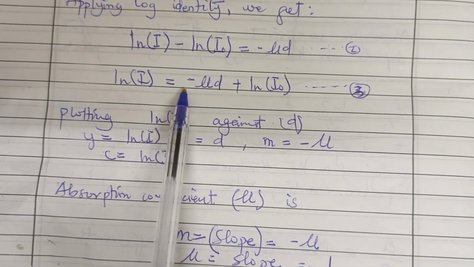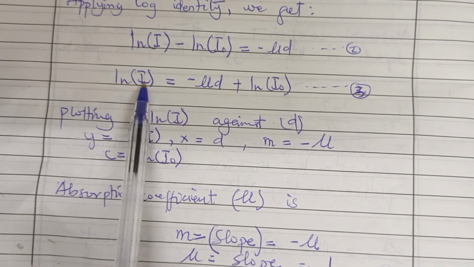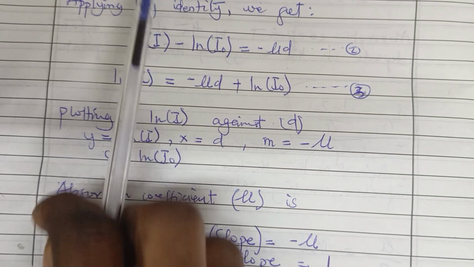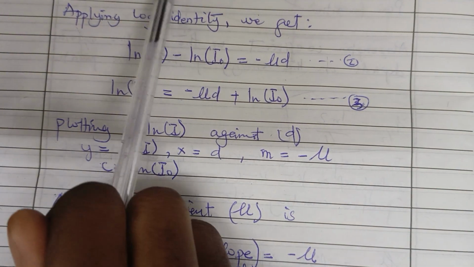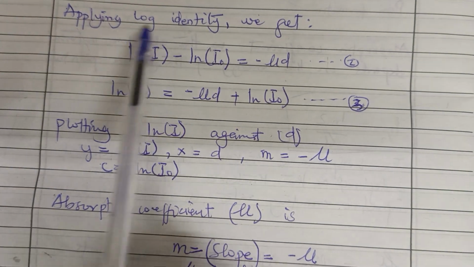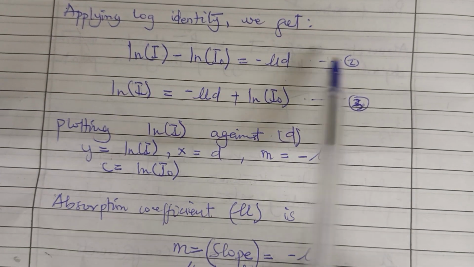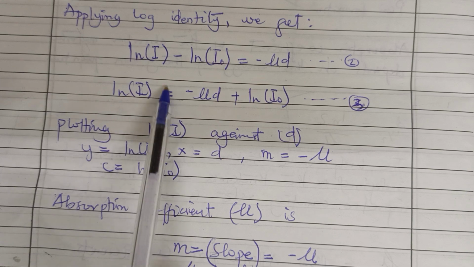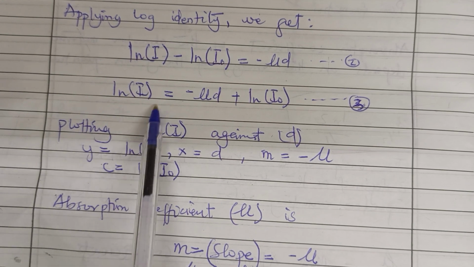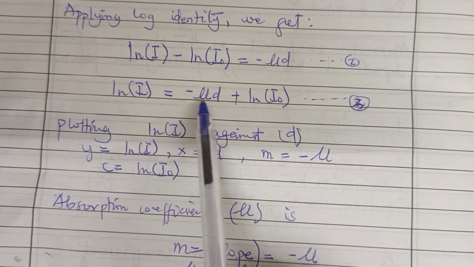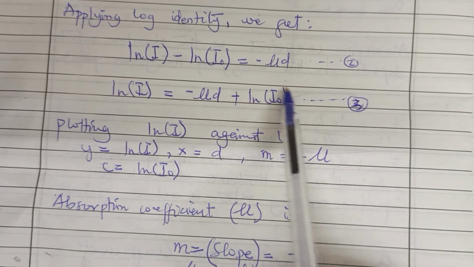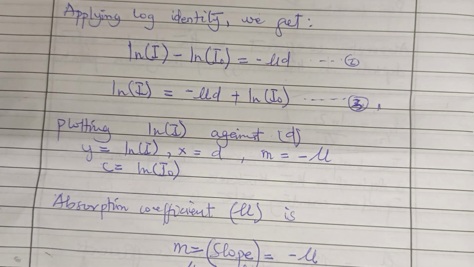Then we make ln I the subject, because we are interested in plotting I against D. So after applying the log identity, we solve for ln I, and then we have an expression like this. We call this equation 3.